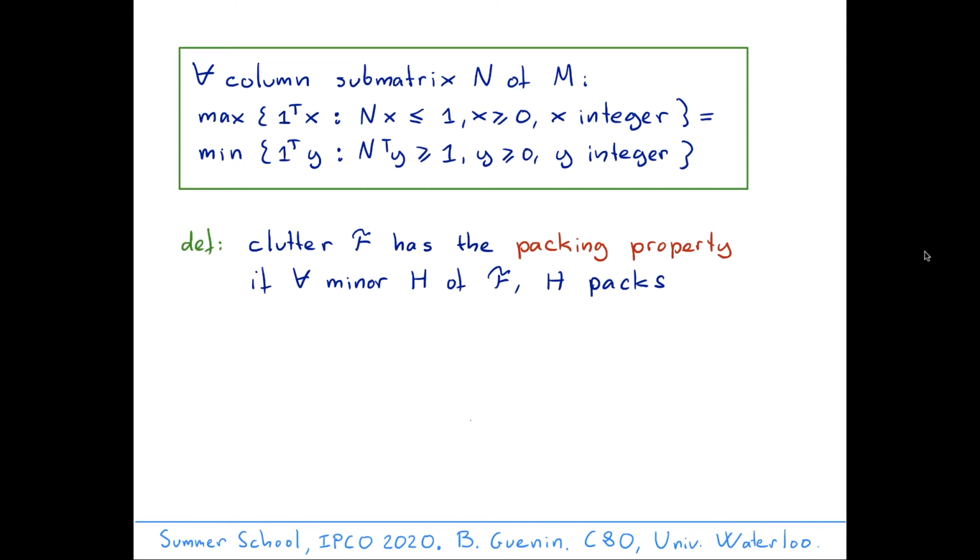A clutter F has the packing property if for every minor H of F, H packs. So H packs is our min-max relationship, which is the analog of the max-min relationship above, and the minor operation corresponds to the column submatrix. Right? So this notion of packing property is the exact analog of perfect graphs, but for the set covering problem.